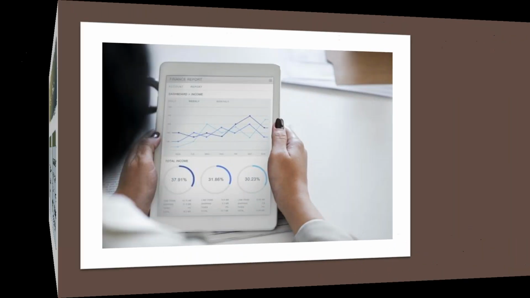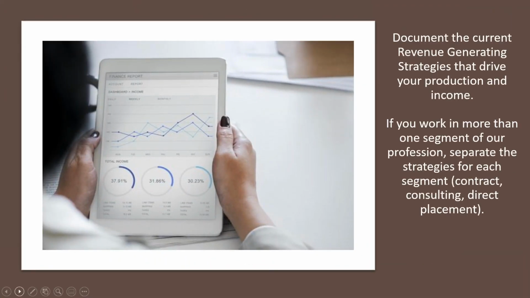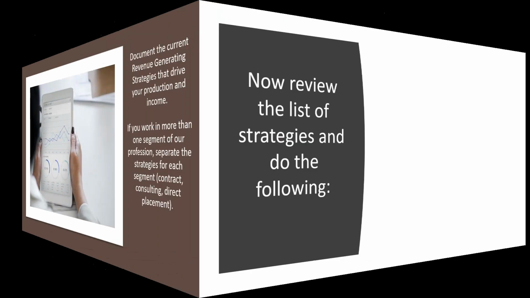So document your current revenue generating strategies. What drives your production and your income right now? If you work in more than one segment or profession, separate the strategies for each segment. So if you're doing contract and direct, separate them out. Now review the list of strategies and do the following.